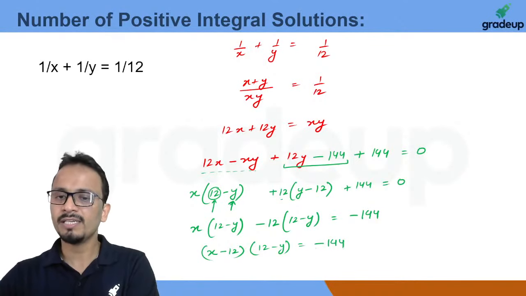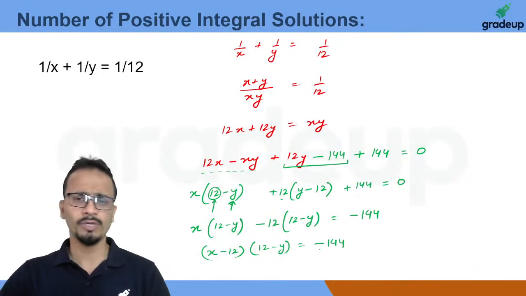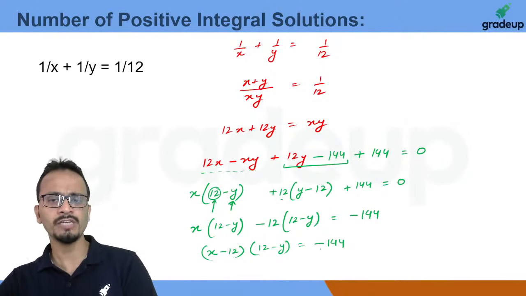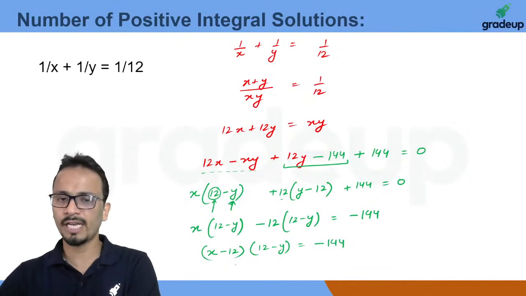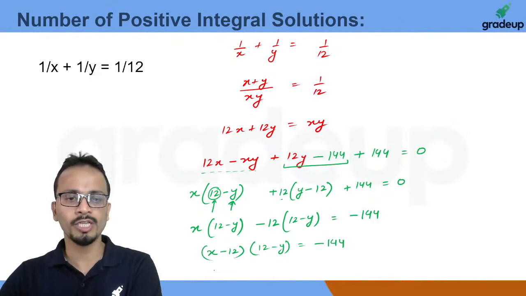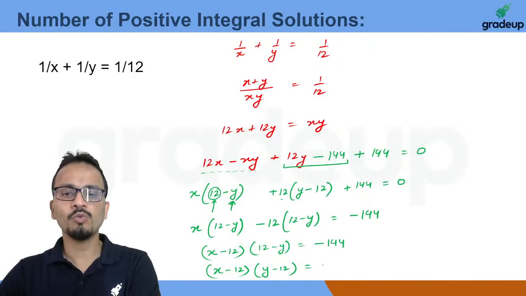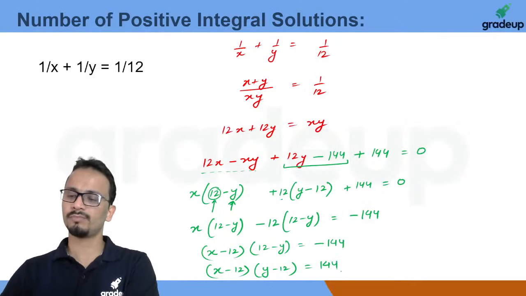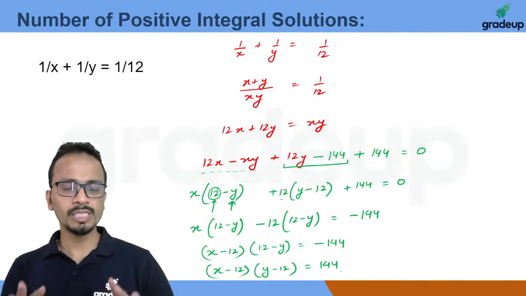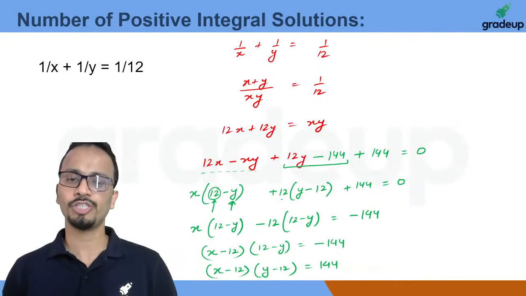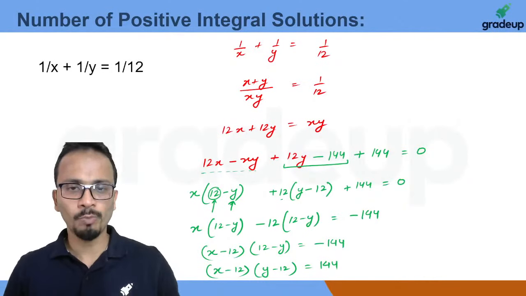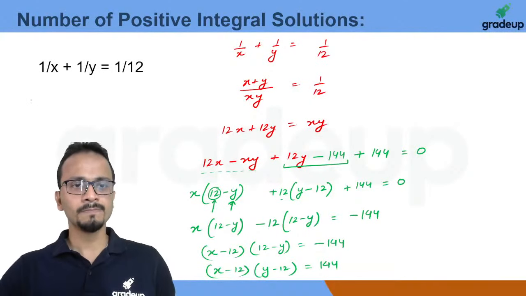And finally, I'll absorb the negative sign of the right hand side. So negative 144, I'll make it positive and absorb the negative sign in one of the brackets on the left hand side. So x minus 12 into y minus 12 equals 144. All right. So this is the first part of this entire question. I hope all of you are clear up till this point.